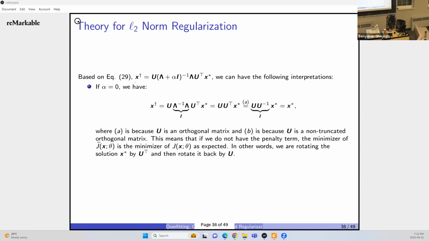Okay, so we had this. Again, if we set alpha to 0, this goes away, this simplifies, so we'll have lambda inverse lambda, which is identity. Then we'll have U U transpose X star, and we know that U transpose equals U inverse because U is orthogonal, and as it is not truncated, it becomes identity. So X dagger reduces to X star as expected, because if we set alpha to 0, we won't have any regularization term.